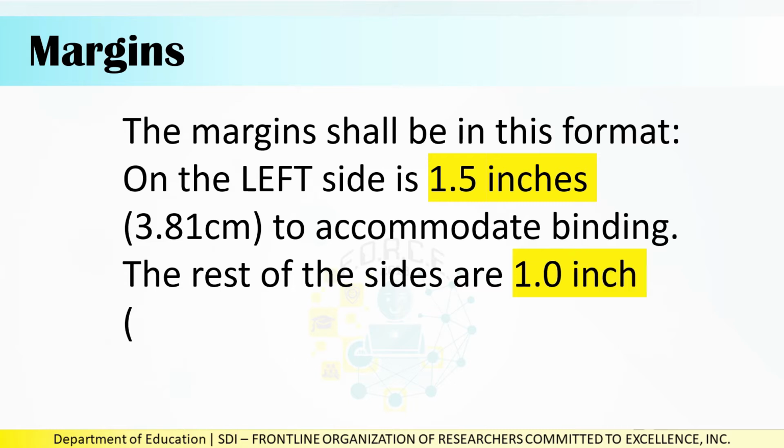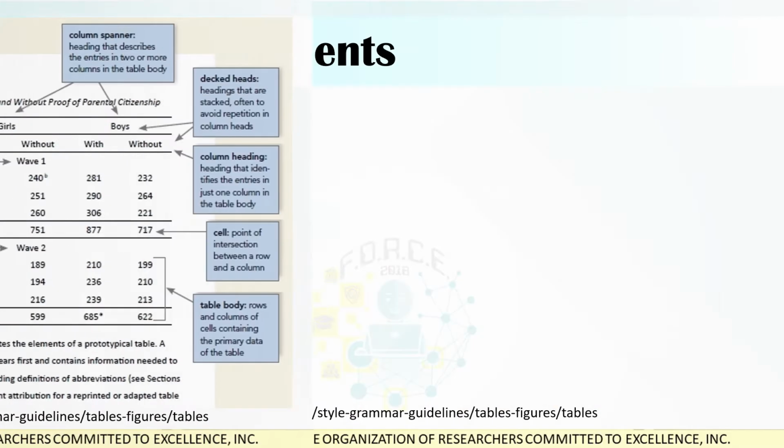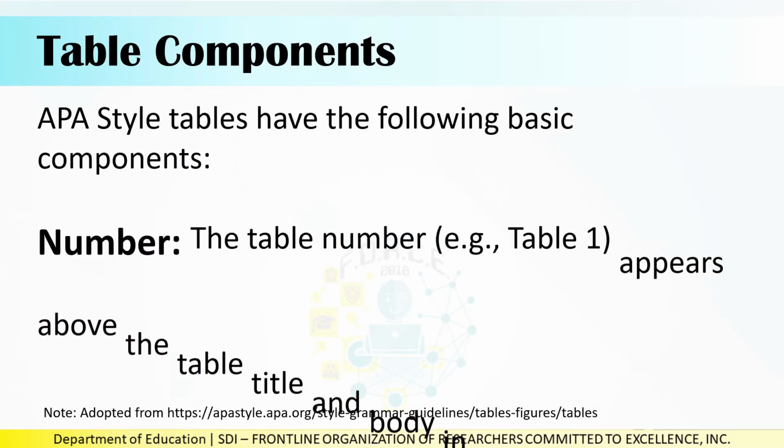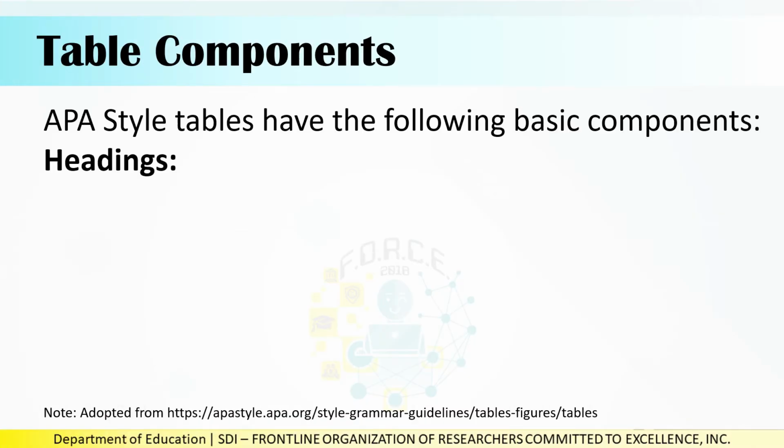Let's proceed to the table components. Visit the site below for further information. Table 1 components include number. Use boldface for table number. Center column headings. Shown is all about the headings.